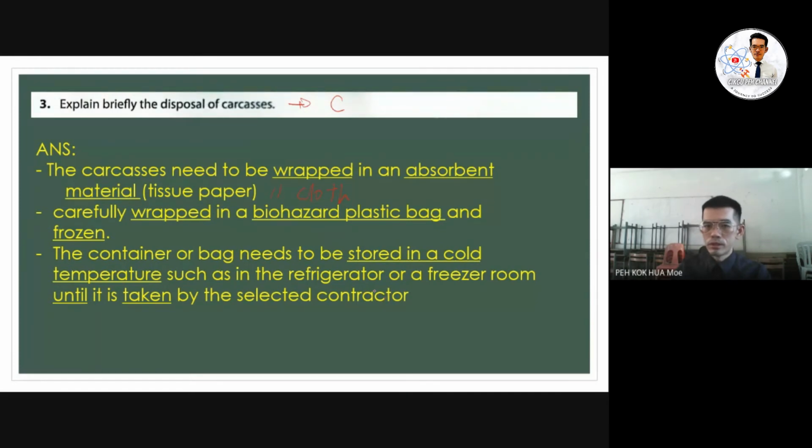So that means the first step, you have to wrap with the absorbent material. Second, you have to put it into the biohazard plastic bag and then freeze it. After that, you have to store it in a cold room, for example a refrigerator or freezer room, until the contractor comes and takes away the waste. So these are the steps when you need to handle carcasses or waste in category C.